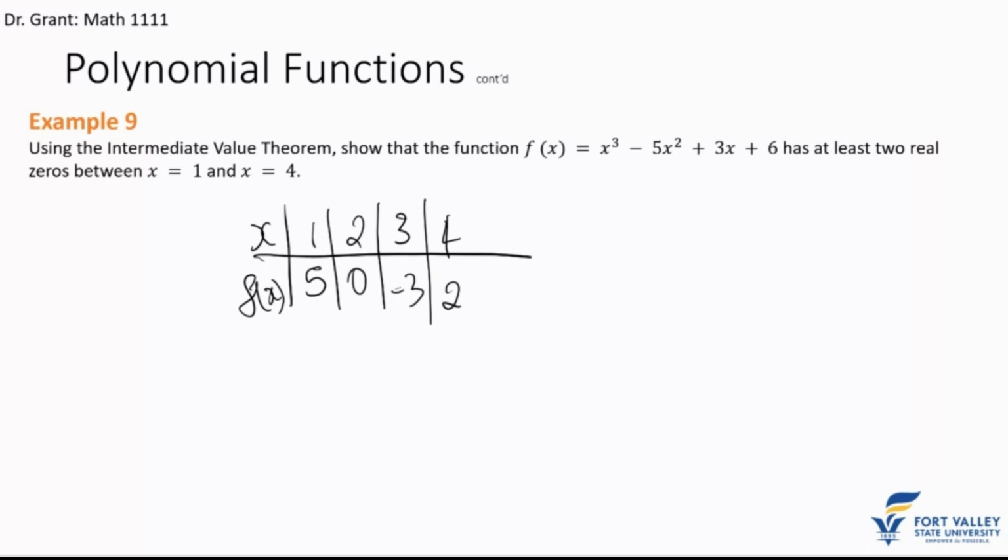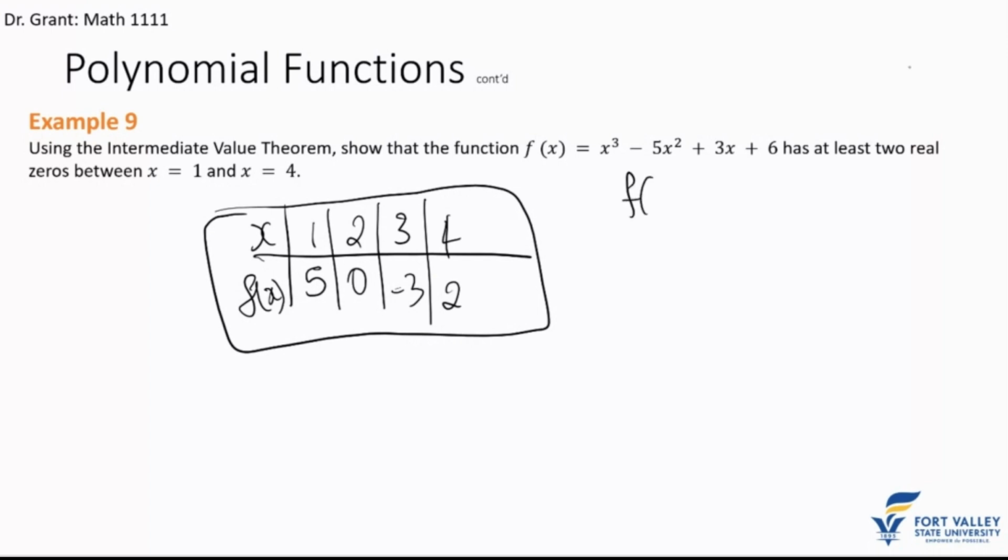Okay, so there we go. How did I get these values? So let's say we wanted to find f of 1. Then I'll plug in 1 cubed minus 5 times 1 squared plus 3 times 1 plus 6. And so we do 1, 2, 3, 4 because they told us x is between 1 and 4. So we go from 1 to 4.